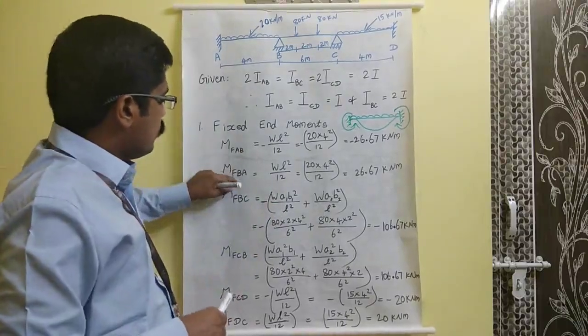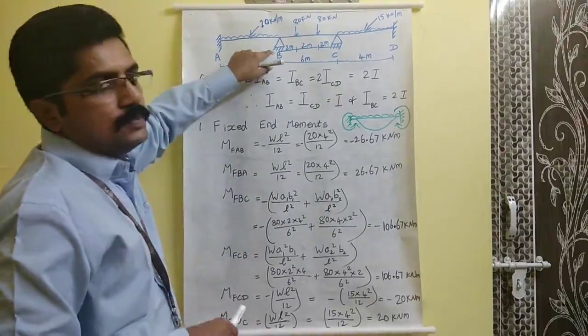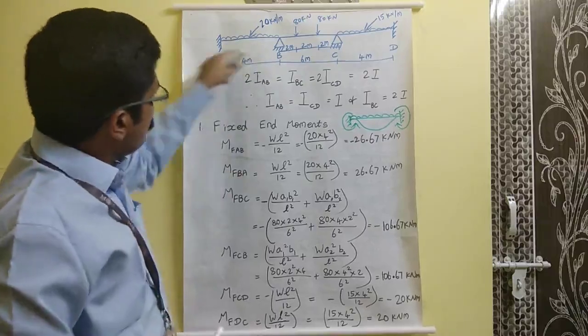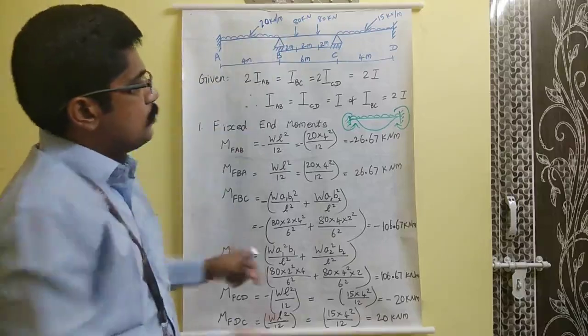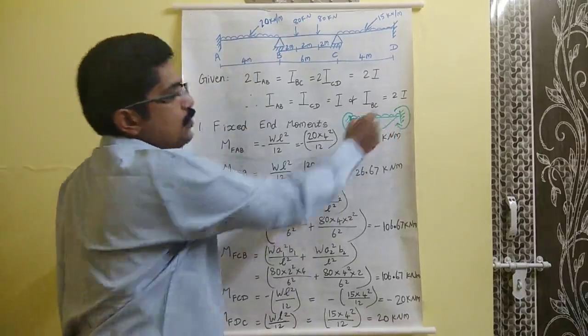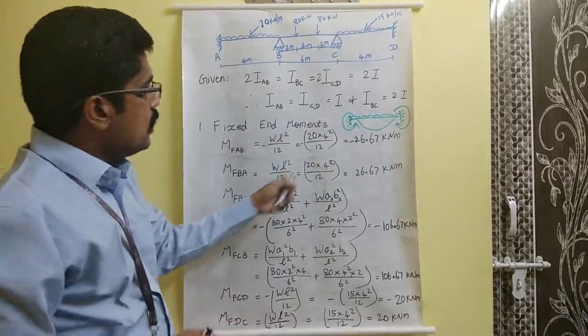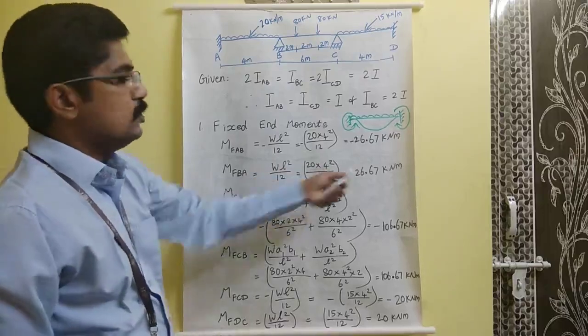Next we are going to calculate for BA, meaning at B. BA represents the member AB, and the first letter B represents the fixed end moment at B. If you see at B, it is in clockwise direction, so we are taking WL square by 12 as positive. So this is the moment.